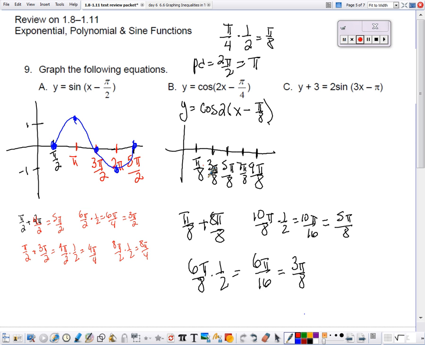Cosine, oh, I didn't do my amplitude. It goes from 1 to negative 1. There's no amplitude change. Starts at a maximum, goes to the middle, minimum, middle, max. And I have my graph.